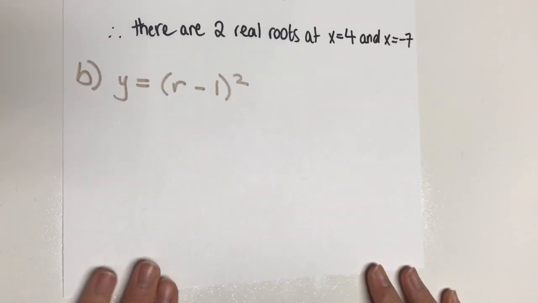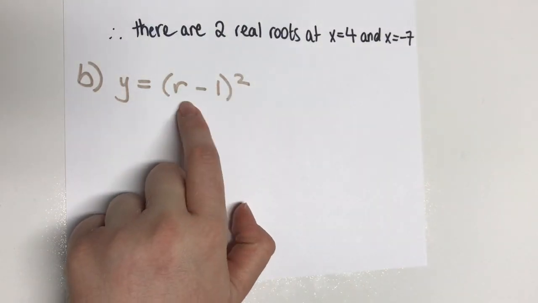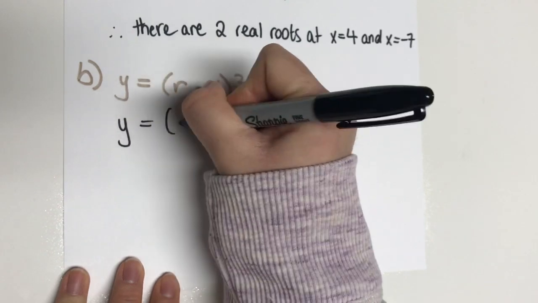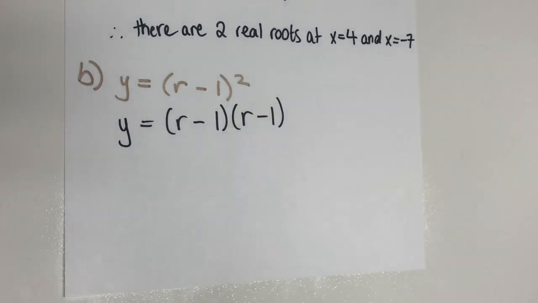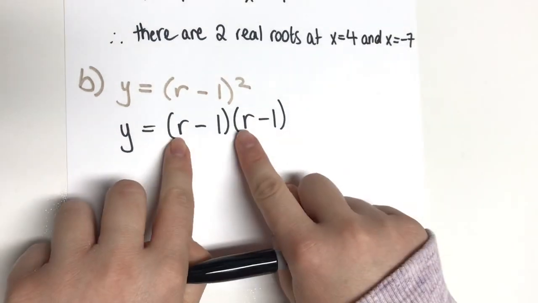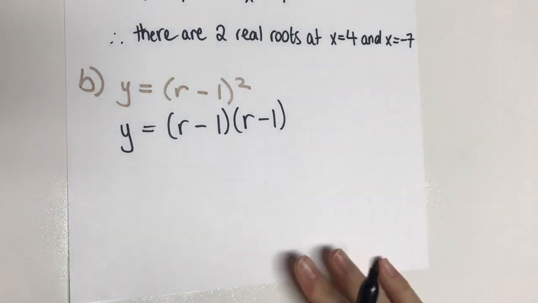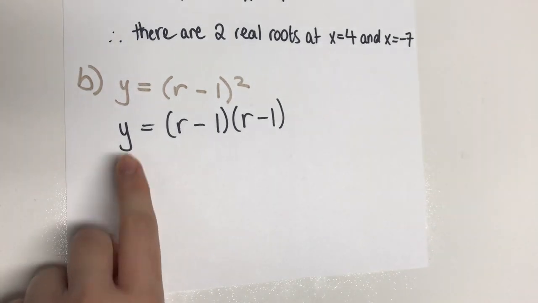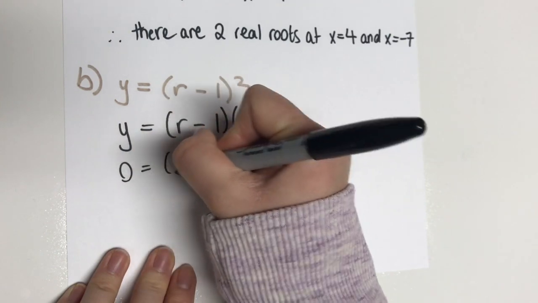B. This one is also factored for us. Remember that when something is squared, that means that I'm multiplying it by itself. So r minus 1 times r minus 1. That's what it means. Here I'm using the variable r instead of x. That's okay. When I'm finding the roots, that means I'm looking for the x-intercept. So at the x-intercept, the value of y is 0. So I'm going to replace y with 0.